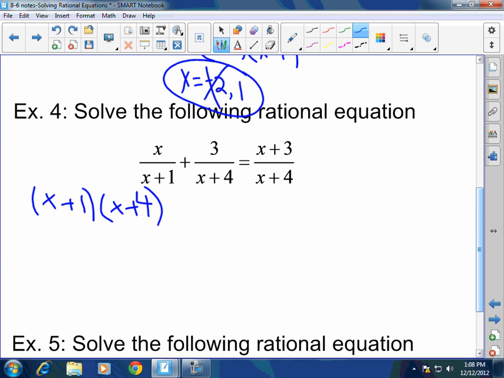Okay, he's going right to the kill. He already put the LCD. That's the LCD. And he's going to distribute it. He's doing it his own method, but I know what he's doing. Hopefully you guys see it too. Correct? And the x plus 1 will cancel on that first distribution.